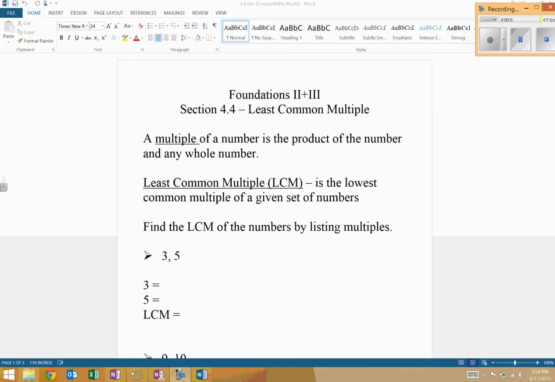All right, so this is similar to greatest common factor, a little bit different. They're close, but easy to confuse one with the other, so I have to pay attention. This is called least common multiple.